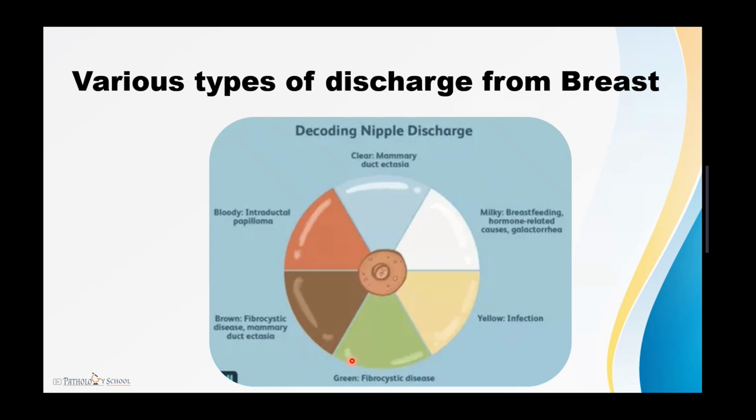These are the various types of discharge seen from the nipple. Clear discharge is seen in mammary duct ectasia. It can be milky, normally due to breastfeeding, or due to galactorrhea. If it is yellow, it signifies infection. It is green in fibrocystic disease. It is brown in mammary duct ectasia as well as fibrocystic disease. However, if there is a bloody discharge, it can signify intraductal papilloma.